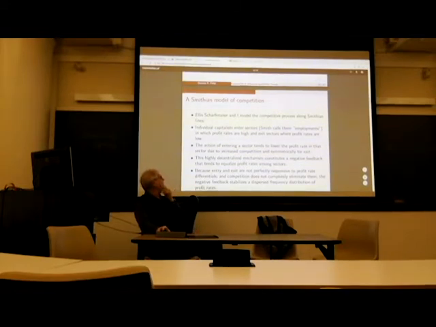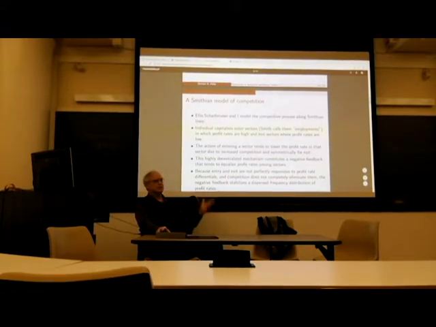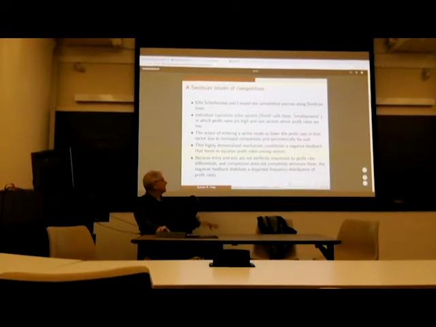And Ellis and I proposed a model along these lines, which we can use as an example. The idea is that individual capitalists enter sectors, or what Smith calls employments, in which profit rates are high, and exit sectors where they're low. Second, the action of entering a sector tends to lower its profit rate, and exiting a sector tends to raise its profit rate. So the statistical equilibrium is the result of this negative feedback process. It's statistical because we can't determine the behavior of the capitalist deterministically from this kind of data.